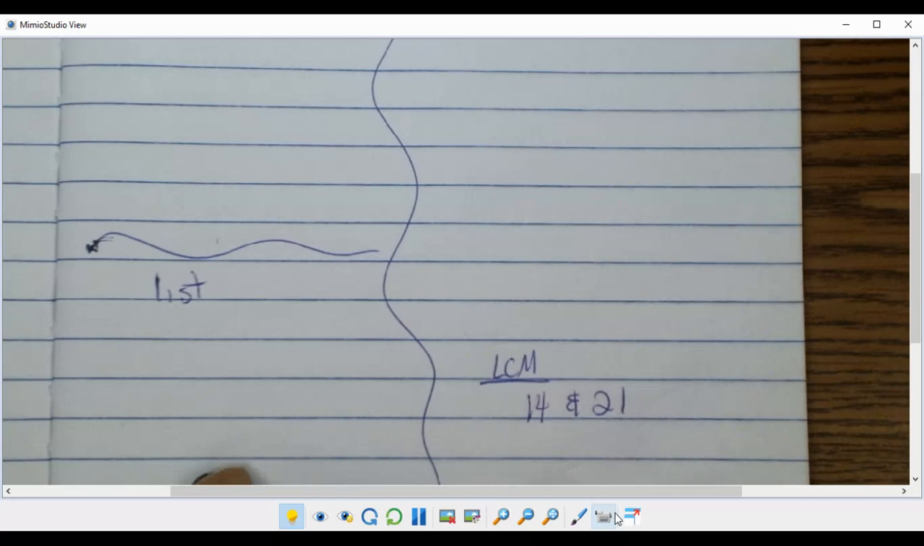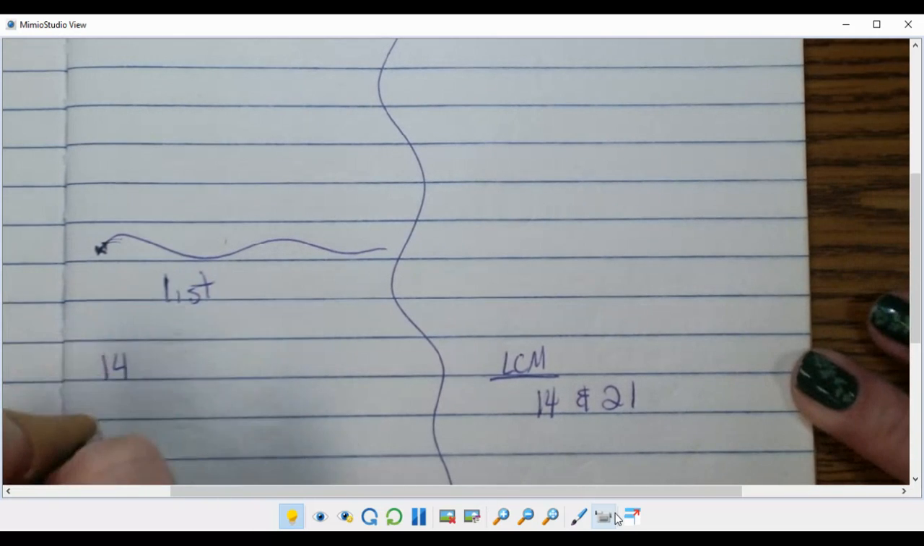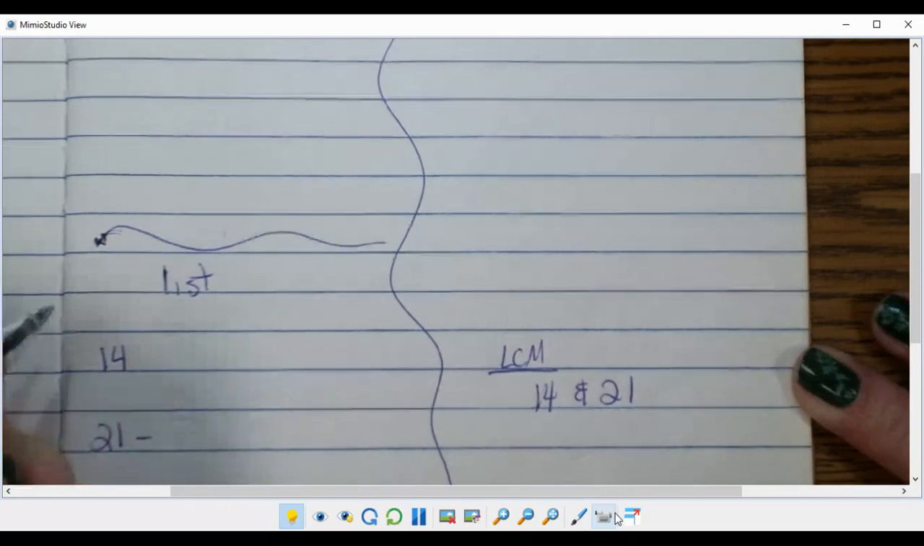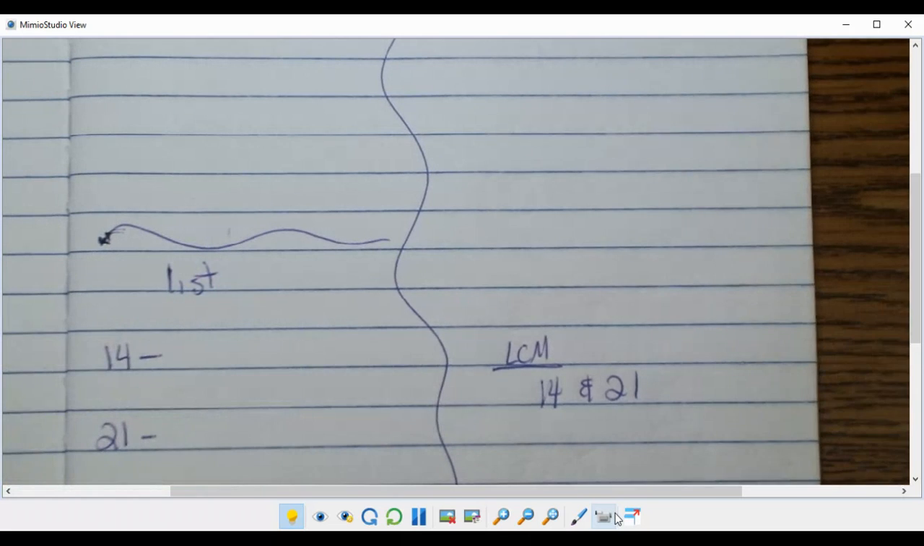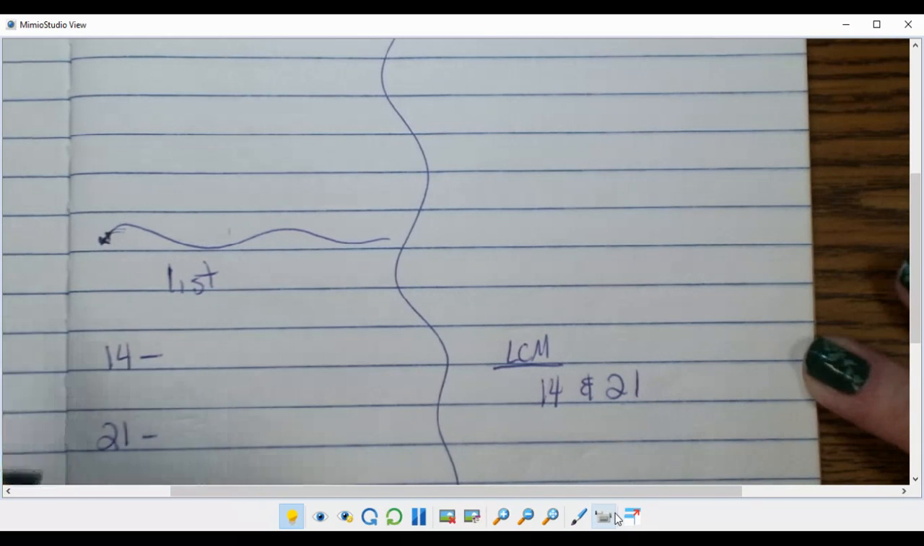I'm going to start with the list because I think it's the easiest. So for the list, you literally make a list of all the multiples. Now, when you've got numbers like 14 and 21, they're going to get really big really fast. So in this case, you might want a calculator to help you through, or you're just going to have to do some little calculations over on the side.